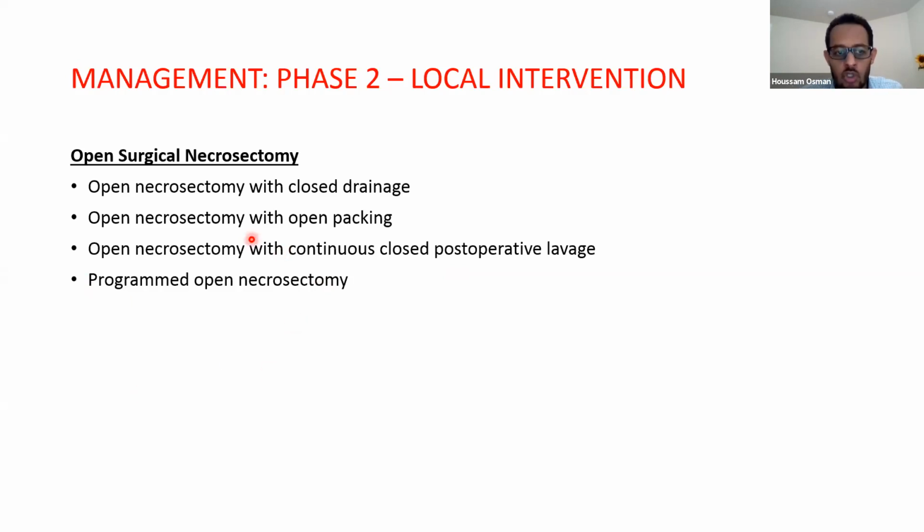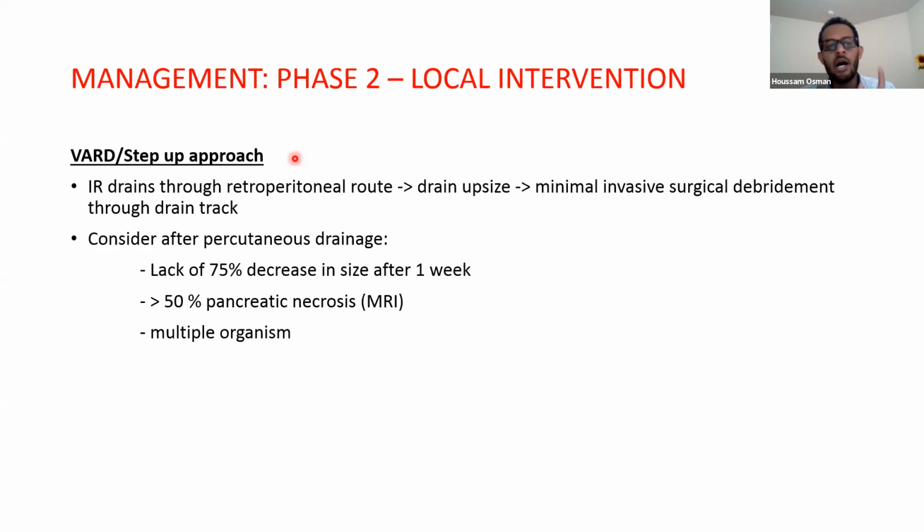It can be, for the most part, one and done surgical intervention. And if you need anything else, you likely can address that percutaneously. Okay. The other approach is the step-up approach that I really like, which is putting an IR drain in the retroperitoneal route. They go between the spleen and the colon. You upsize that drain until you get to size 20 French or so.